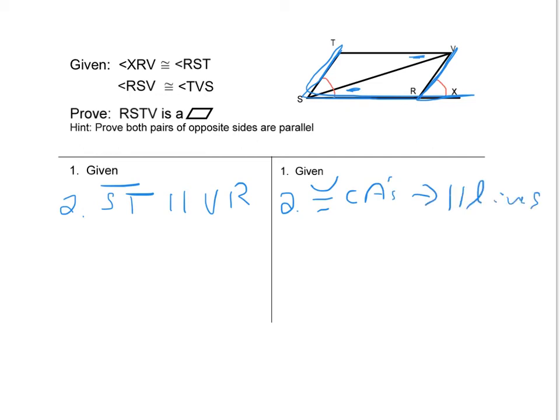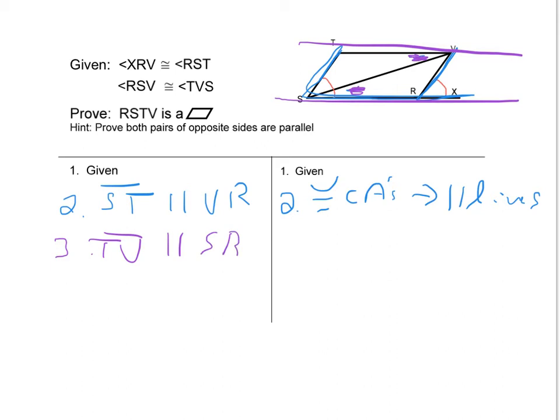And now we can also look at step 3. The blue angles right here, and they're now purple. Those angles are alternate interior angles. So if those angles are congruent, then TV is parallel to SR. So I can write TV is parallel to SR. And the reason for that is congruent AIAs yield parallel lines.